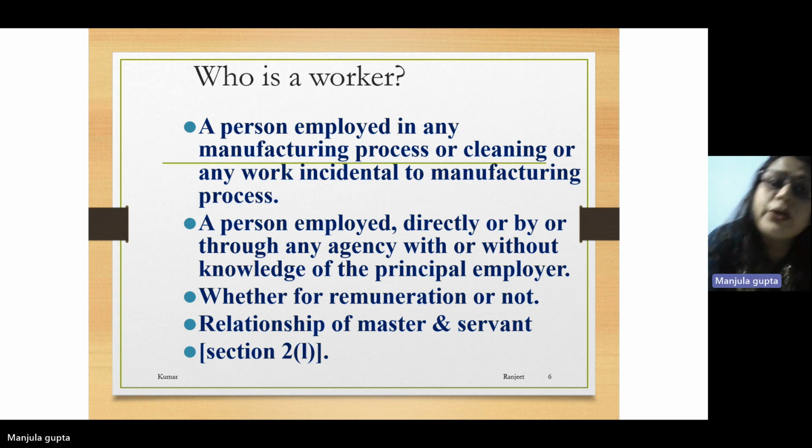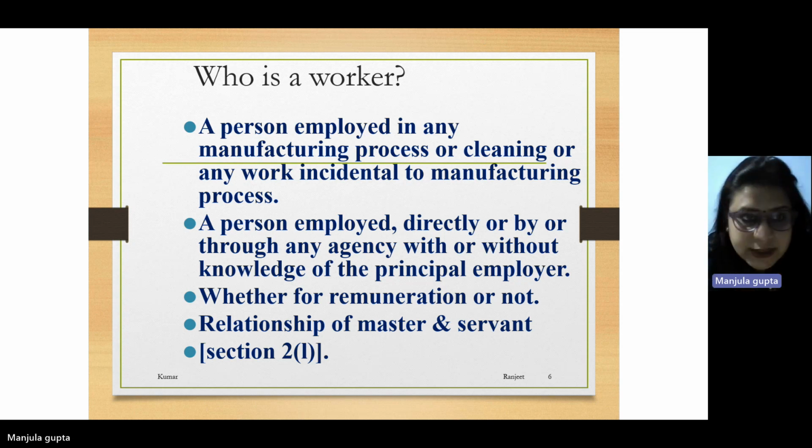Now next is who is a worker? A person employed in any manufacturing process or cleaning or any work incidental to the manufacturing process. A person employed directly or by or through any agency, with or without knowledge of the principal employer, whether for remuneration or not. Relationship of master and servant under section 2.